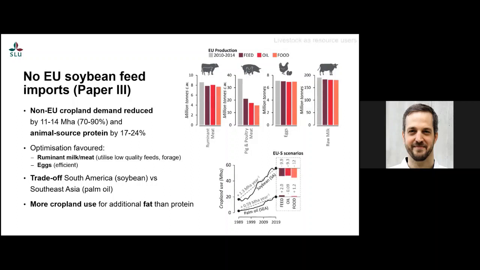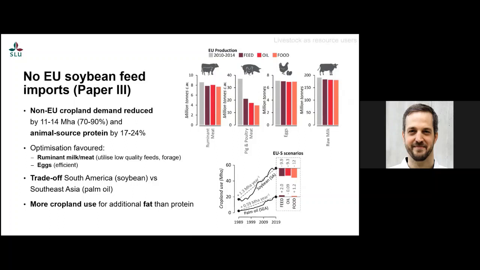But while the land use outside Europe decreased in all scenarios, we could see a trade-off between a lower cropland demand in South America, but a higher demand in Southeast Asia. And both these regions are associated with deforestation and loss of biodiversity. So here there might be a trade-off where we only shift burdens and impacts from one region to another. And it was only in a scenario where we assumed that we would produce more vegetable oils in Europe where this trade-off could be avoided.